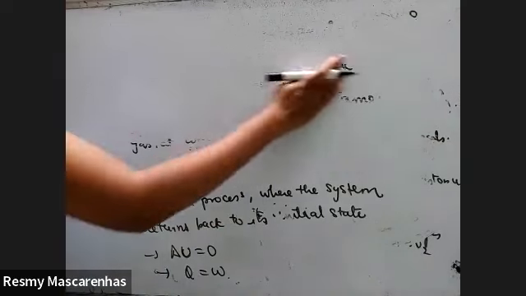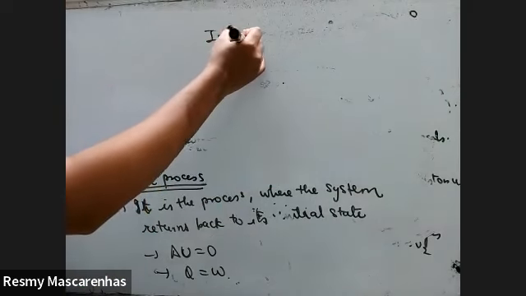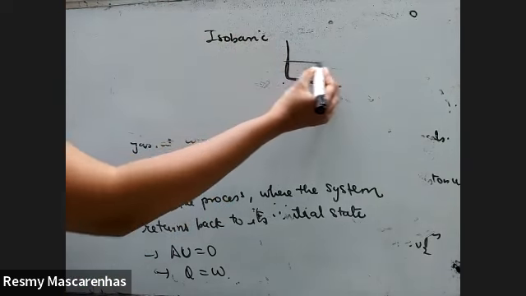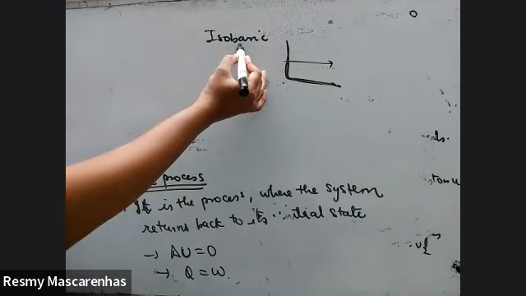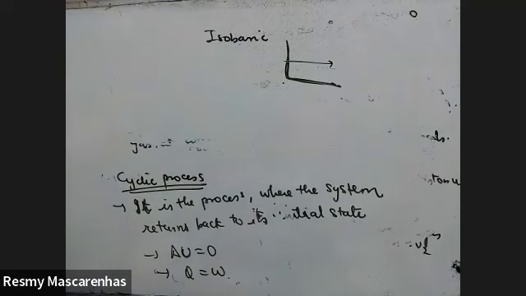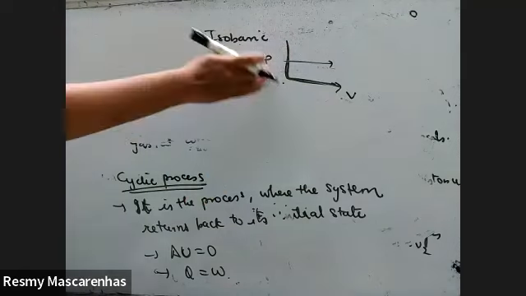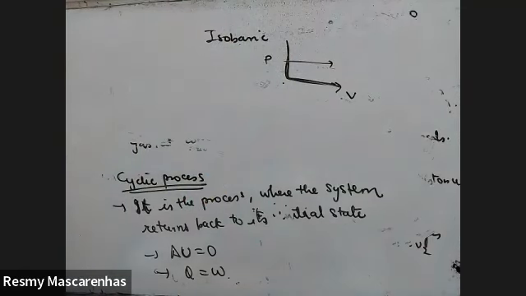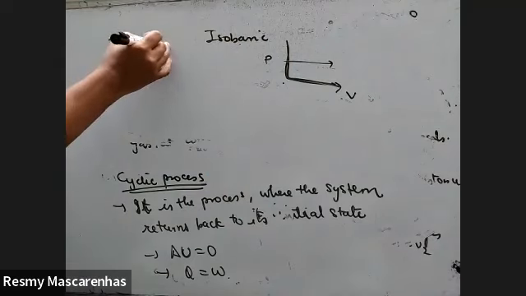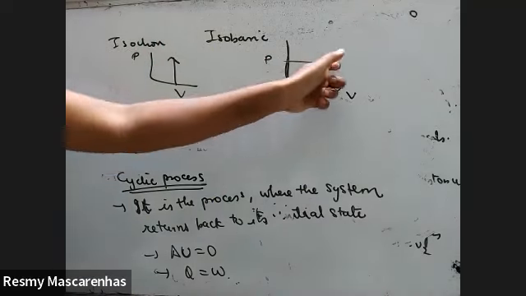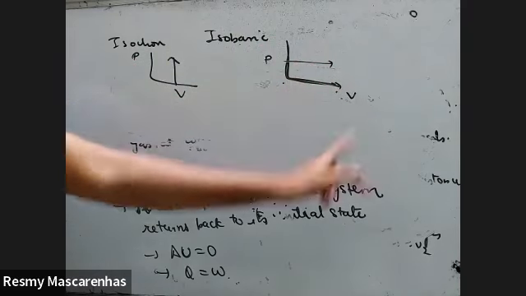For isobaric, if you want to know the graph, just draw that small one at the side. For isobaric, you know what is constant? Pressure is constant. Volume will change. So this is the graph for isobaric. Isochoric was like this, no? The pressure was changing, volume was constant. Here, pressure will be constant, volume will change.